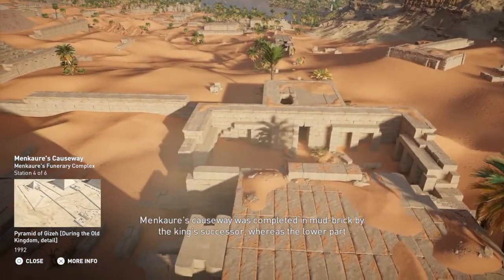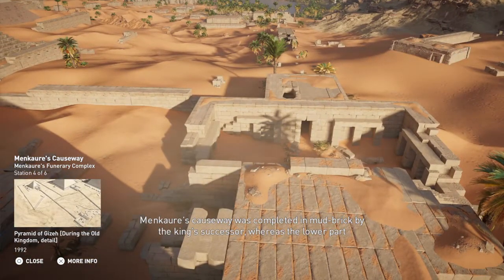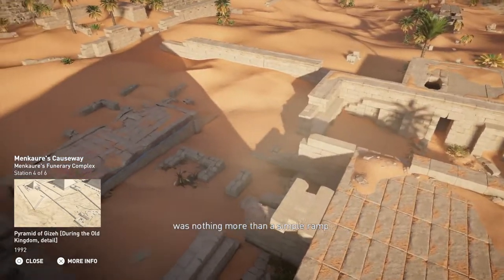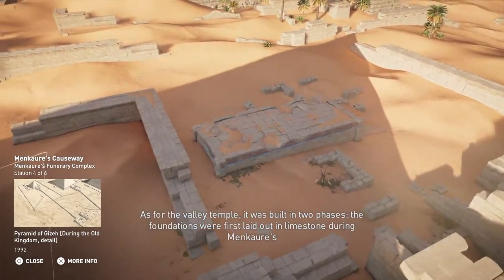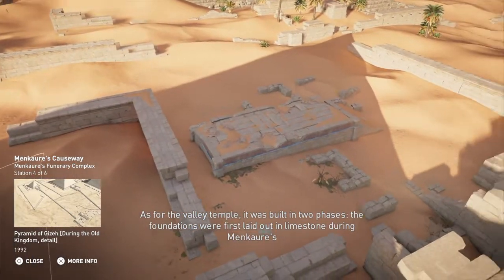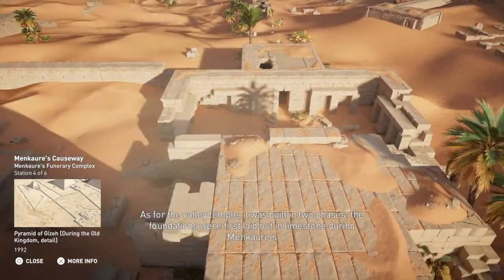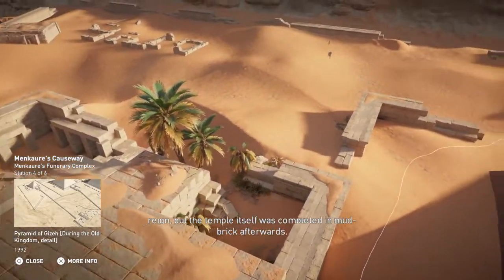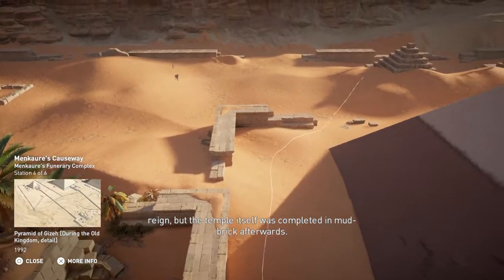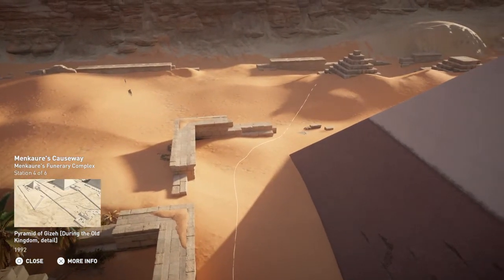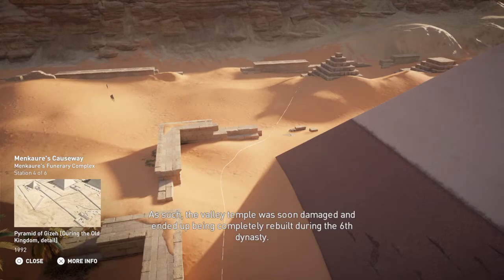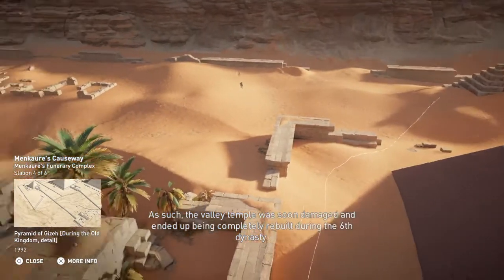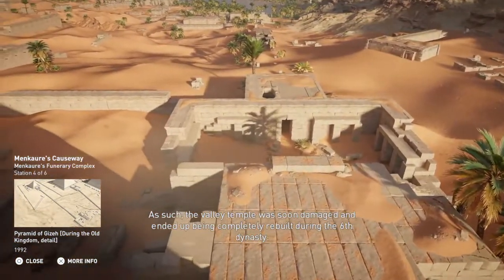Menkaure's causeway was completed in mud brick by the king's successor, whereas the lower part was nothing more than a simple ramp. As for the Valley Temple, it was built in two phases. The foundations were first laid out in limestone during Menkaure's reign, but the temple itself was completed in mud brick afterwards. As such, the Valley Temple was soon damaged and ended up being completely rebuilt during the Sixth Dynasty.